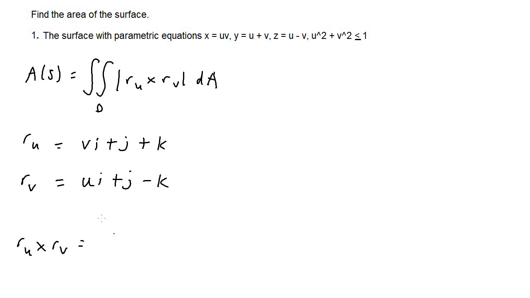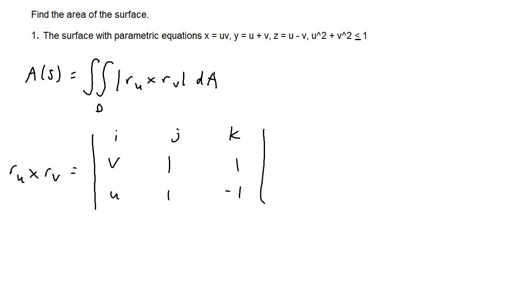So once again, we're going to set up a matrix here. We have i, j, and k on the top, and then r sub u's components are going to be v, 1, and 1, and then r sub v's components are going to be u, 1, and -1. So let's go ahead and find the determinant.